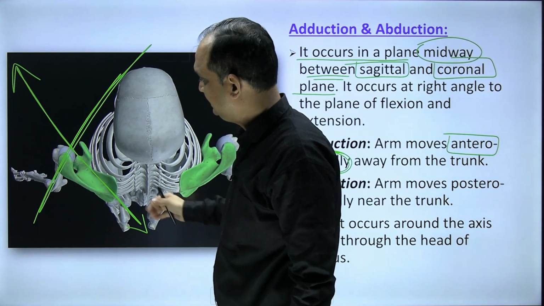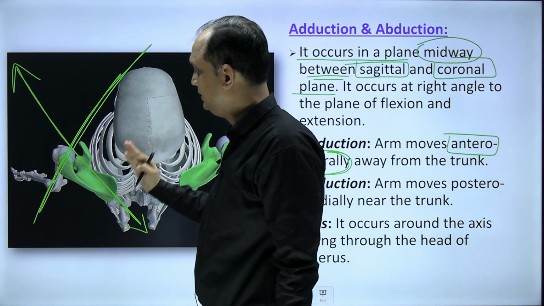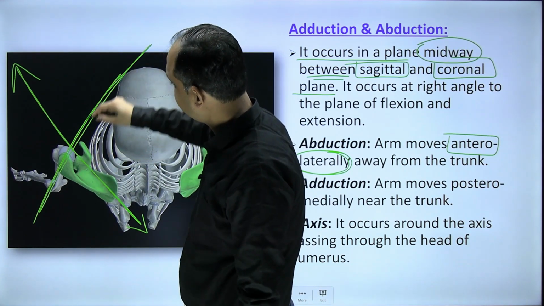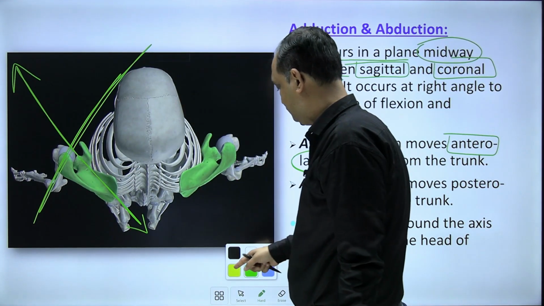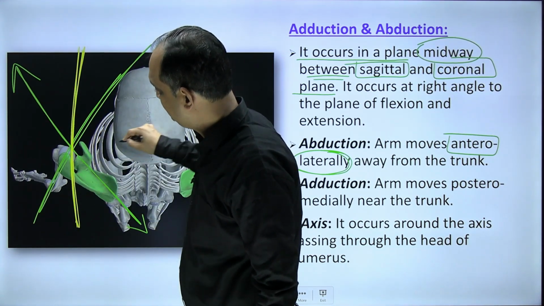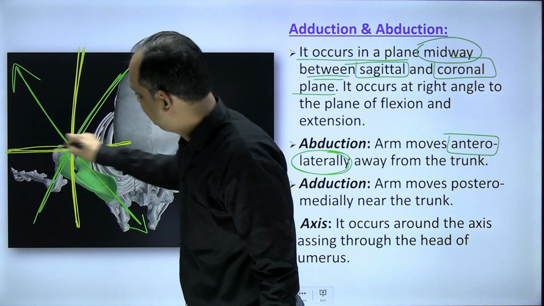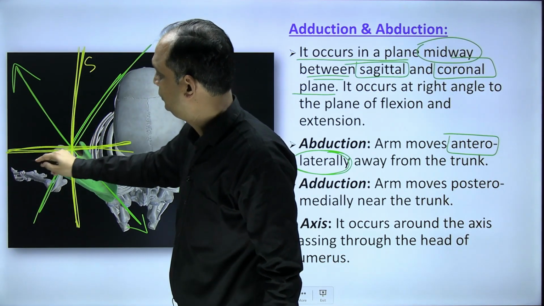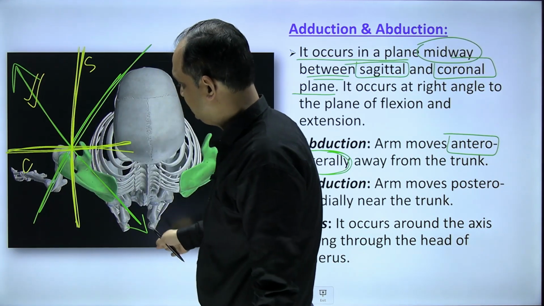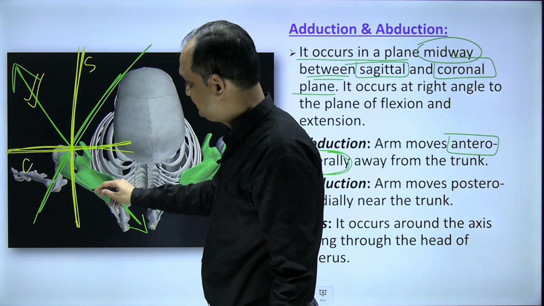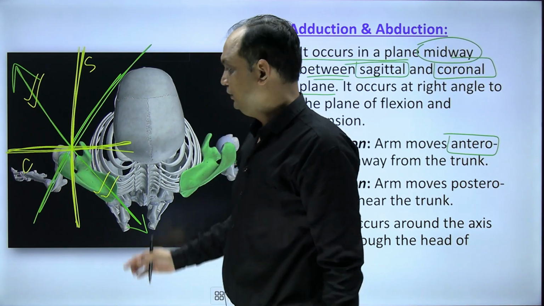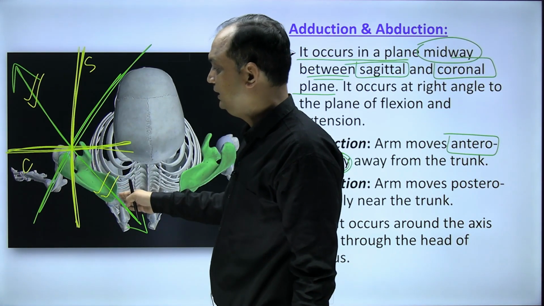Now you can see that this plane of adduction and abduction is parallel to the body of the scapula. If you see the sagittal and coronal planes, this is the sagittal plane, this is your coronal plane, and between the sagittal and coronal you have this plane for adduction and abduction, and this plane is exactly parallel to the body of the scapula. Now, why this plane for the body of the scapula?